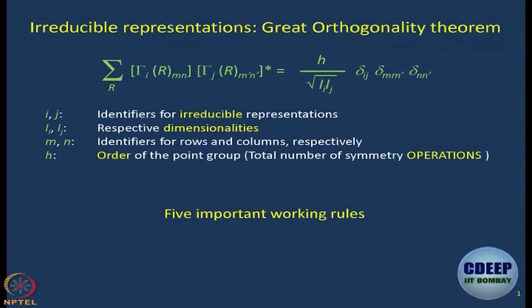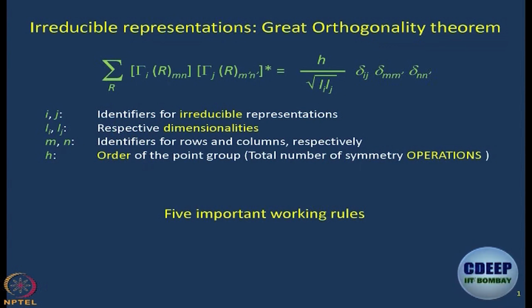I will say it once again. Look at this, gamma I of R, Mn: what it means is the Mn element of the transformation matrix of symmetry operation R in the ith representation. Have you understood what this means?